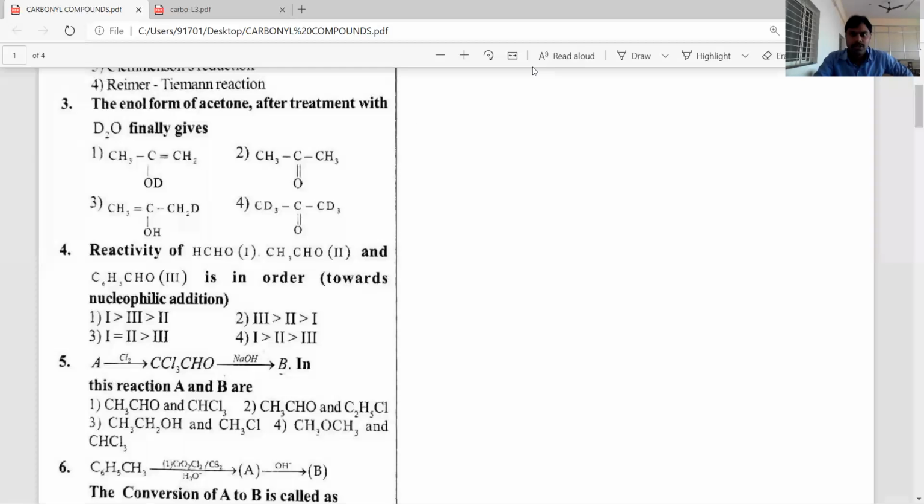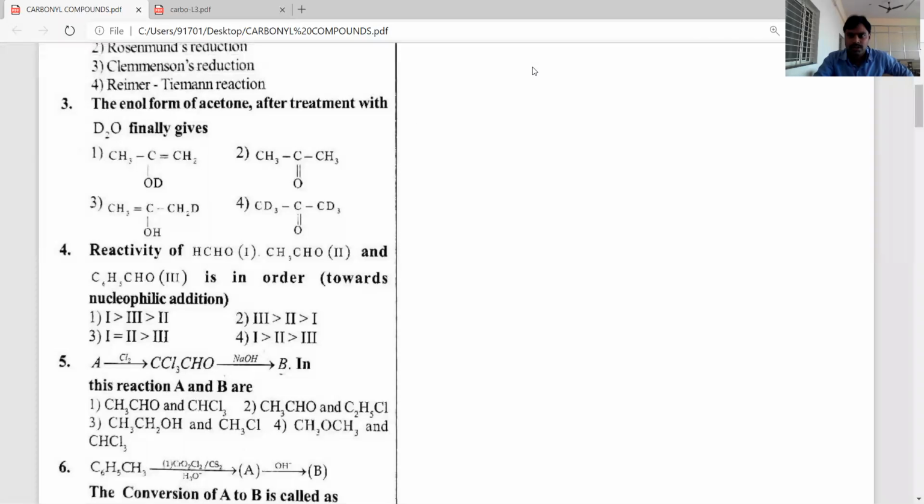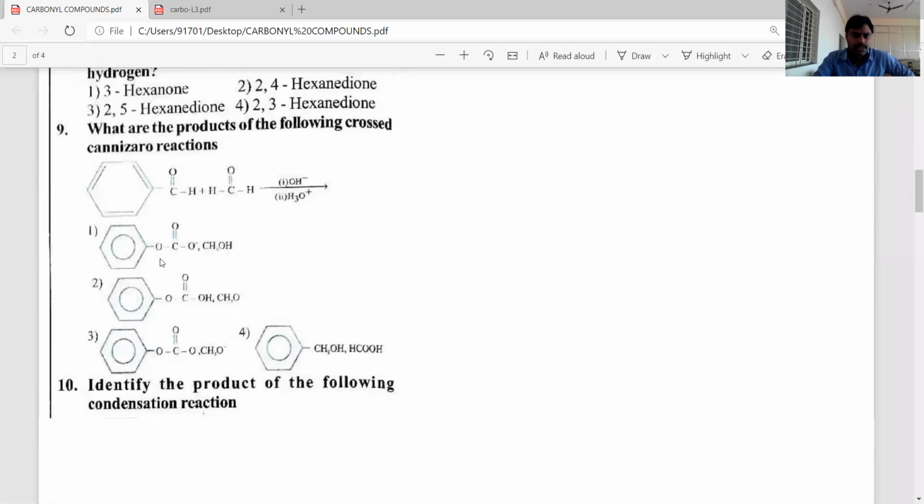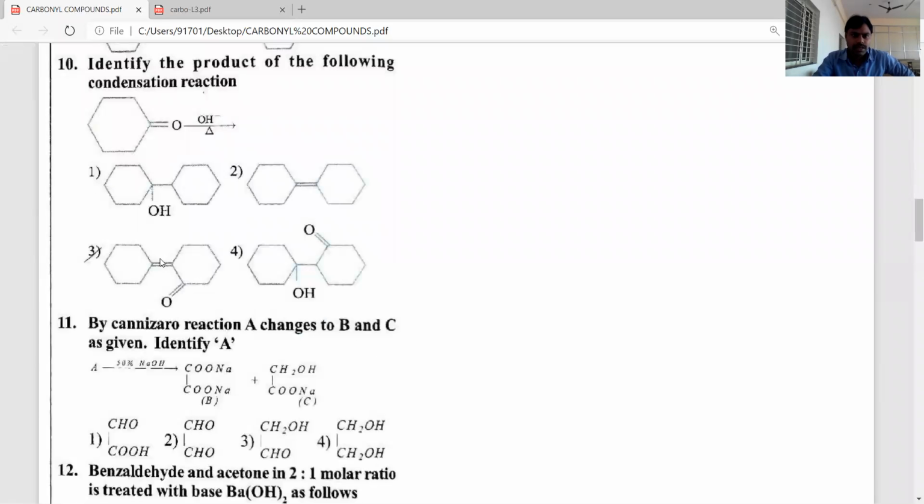Okay, last class we discussed how many questions, dear students? 10 questions are over. Let's see the next question. The 10th question is nothing but aldol reaction application, aldol condensation reaction application. Let's see how to write that product very easily. I will explain the mechanism and I will explain the shortcut also. Let's see.